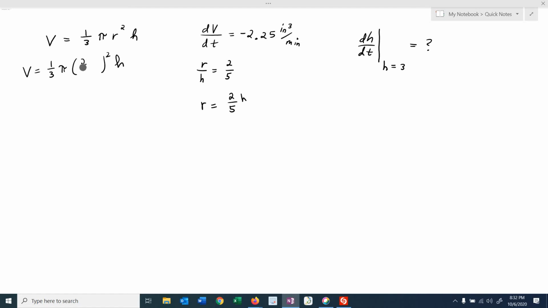Okay, so this is 2/5 H for R, and then that's going to get squared. So let's square that out. When you square this, you just get 4 over 25 times H squared, and then times this H. Of course, that's going to give us H cubed. We also have a pi in here. And then that gives us H cubed. And over here, we're just going to get 4 pi all over 75.